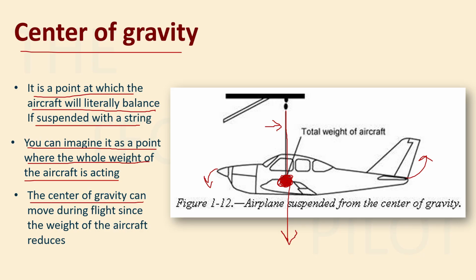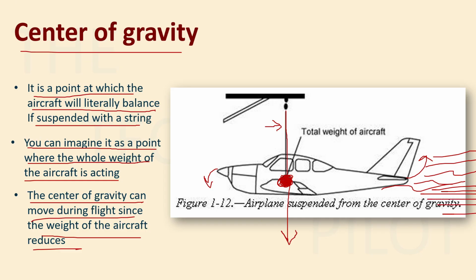And the center of gravity can move during the flight since the weight of the aircraft reduces. You know that aircraft need fuel to fly, so they burn the fuel. During flight, the aircraft burns the fuel, and it comes out of the exhaust and goes to the atmosphere, which makes the aircraft lighter. So during flight, obviously the aircraft loses fuel and gets lighter, right?